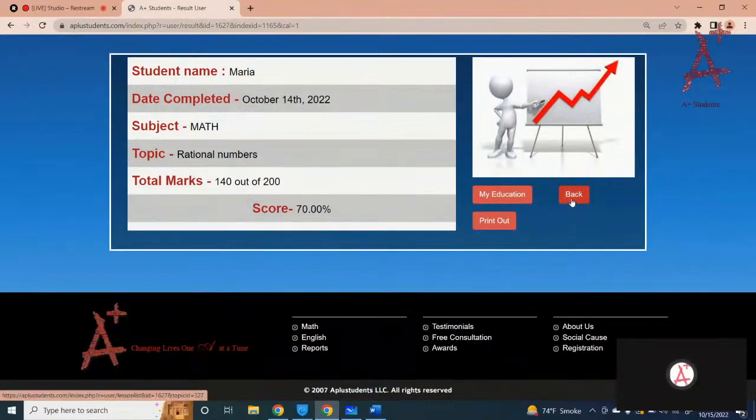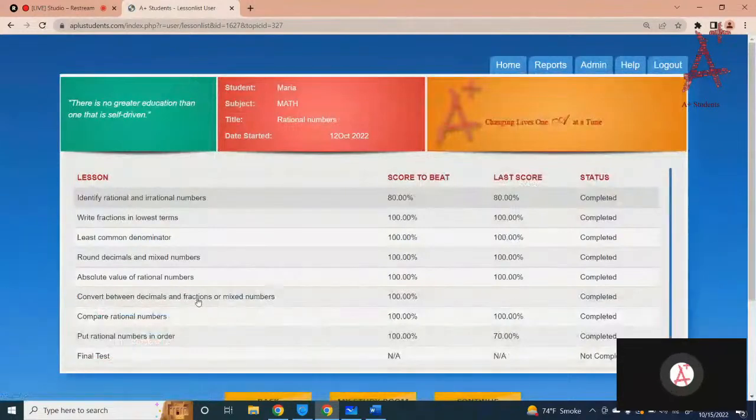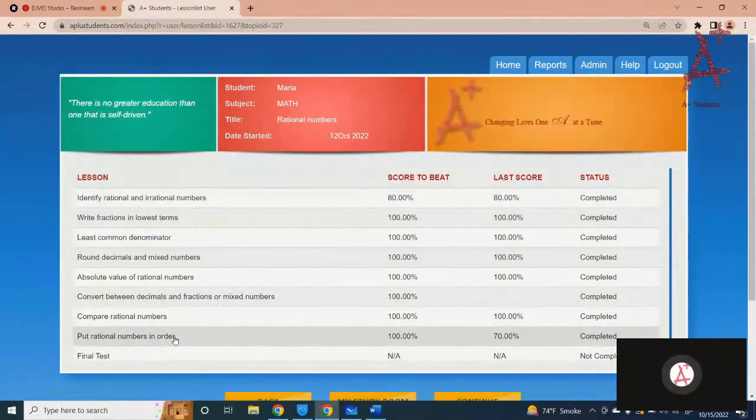Okay, we have completed the topic. So we have done 4 of the topics today. They are absolute values of rational numbers, convert between decimals, fractions and mixed numbers, compare rational numbers, and put rational numbers in order. So we have completed 4 topics today. So the final test we can do in the next class.